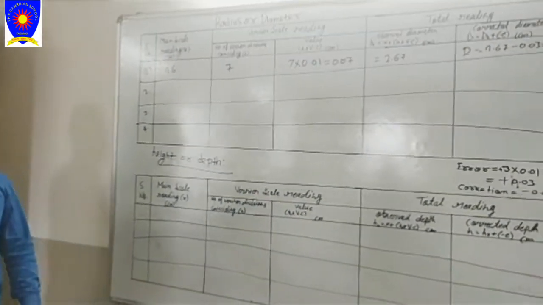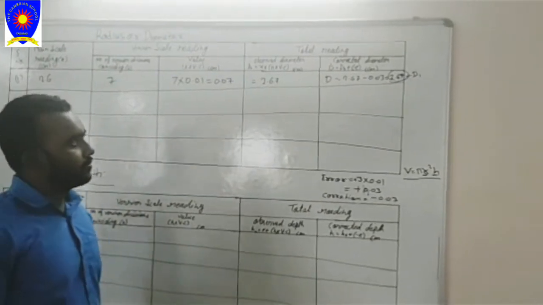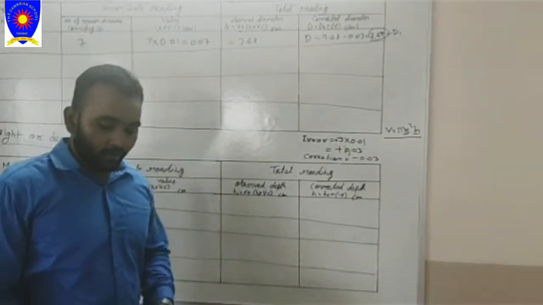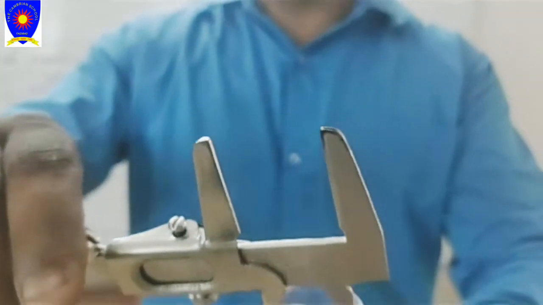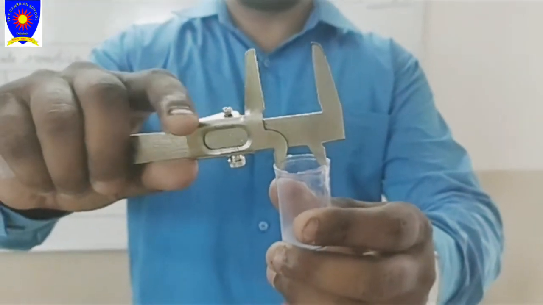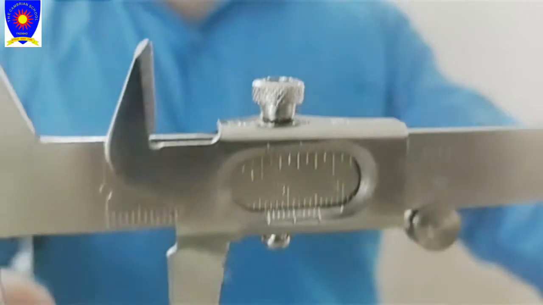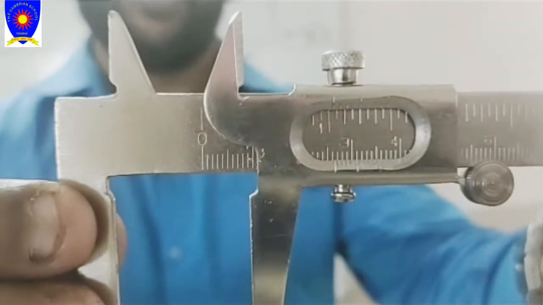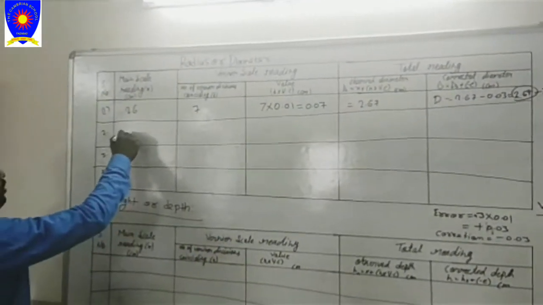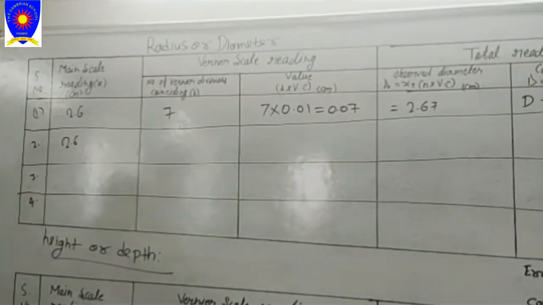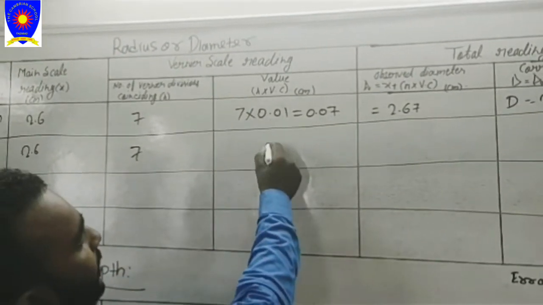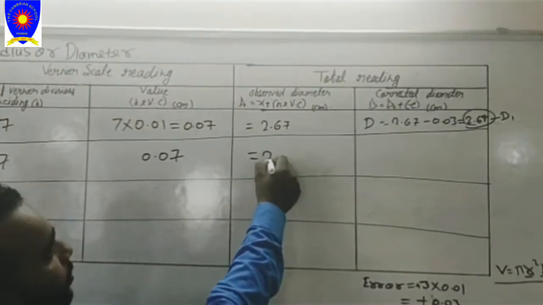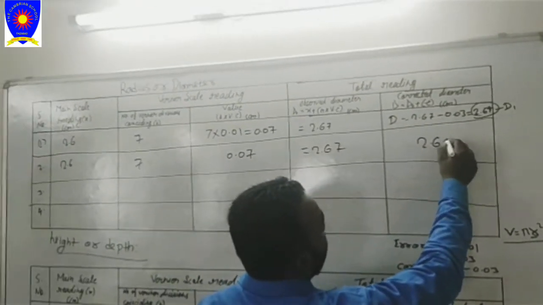Now for the second reading, again we have to follow the same process. Set the outer jaw inside the given cylindrical body and read this value again. We see that we have found the same reading. So write down the same thing: 2.6 is the main scale reading, the 7th division is coinciding, so its value will be 0.07 and it will be 2.67. This is D, also 2.67.